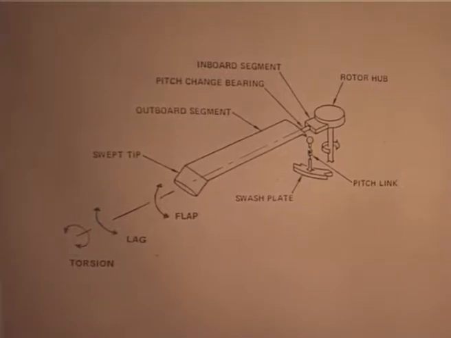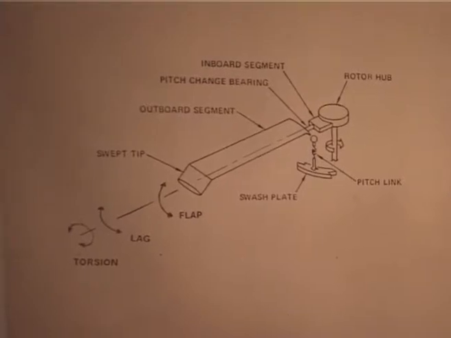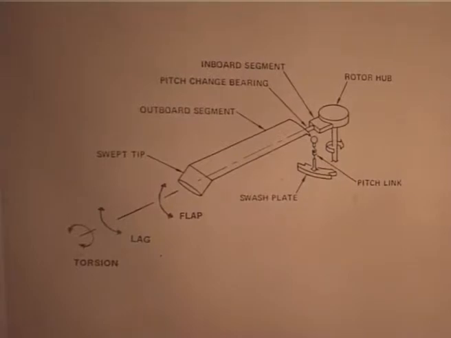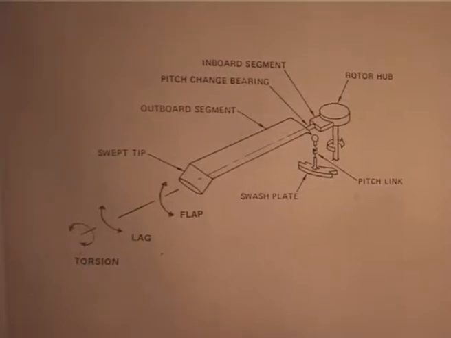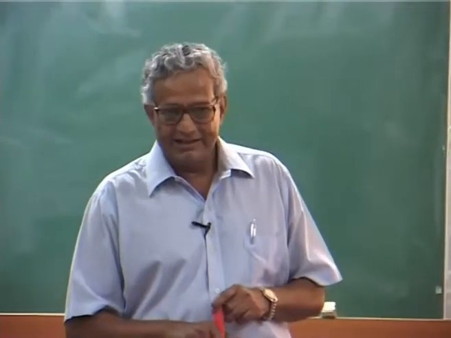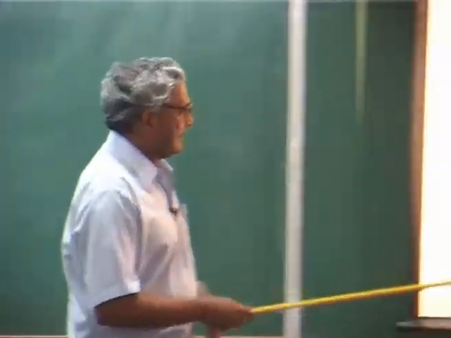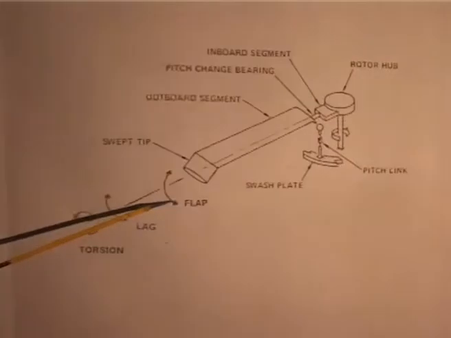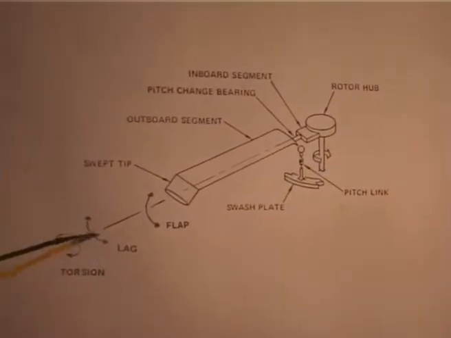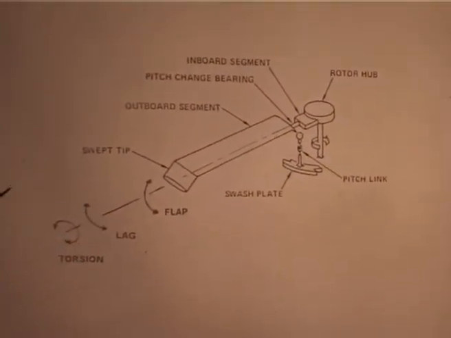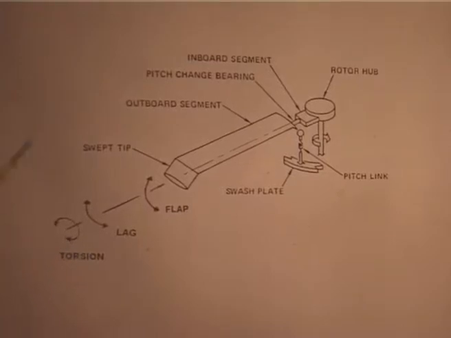Even now it is not fully clear which tip shape is the best for what. Each company has evolved with a particular tip shape and they use that particular shape. Okay. You will find a variety of shapes, all right. And of course, this is the flap motion, this is the lead-lag motion and this is a torsional motion. When I say torsion, it is the elastic torsion.